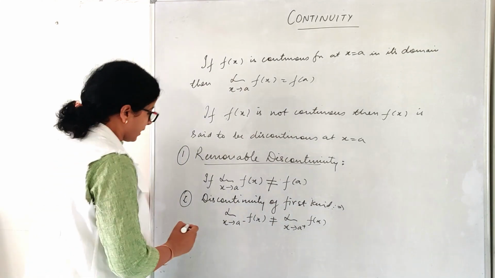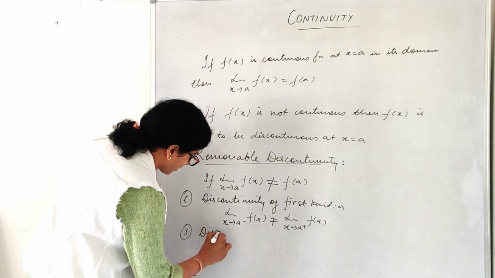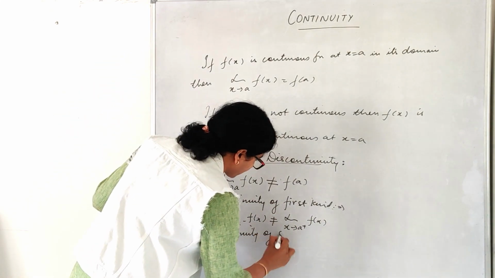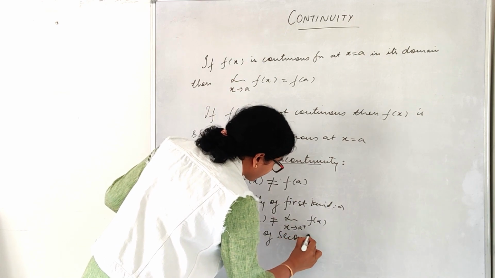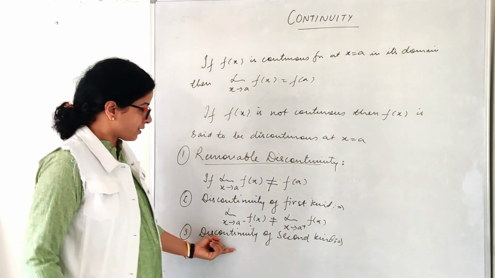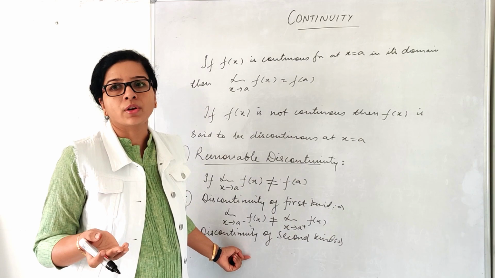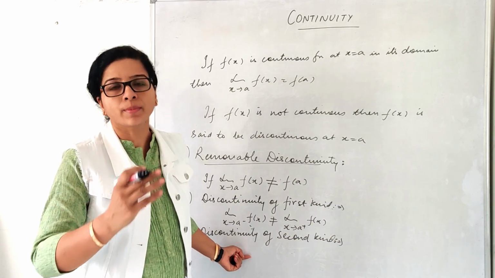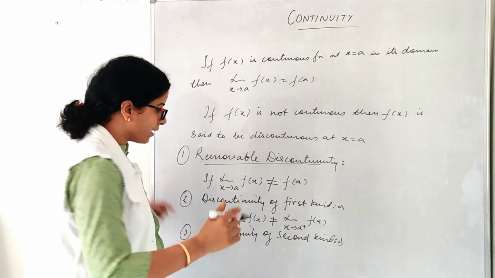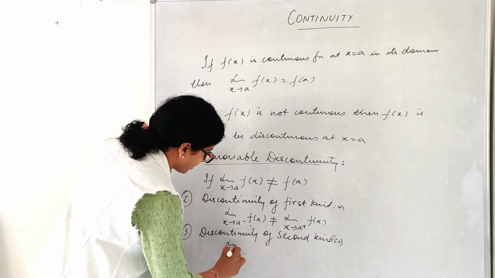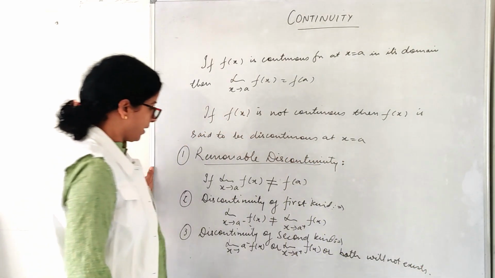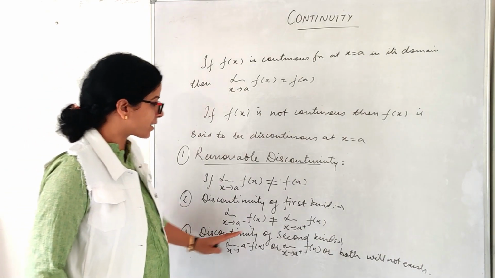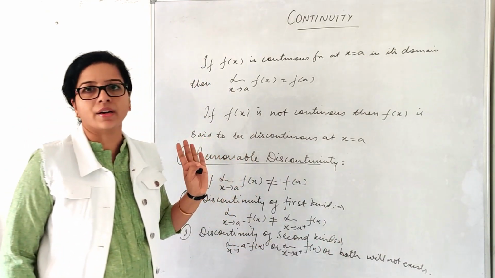Is that clear? Now third is discontinuity of the second kind. In this case, either your left hand limit will not exist or your right hand limit will not exist, or both of them can also not exist. Is that clear? So this is your discontinuity of the second kind.